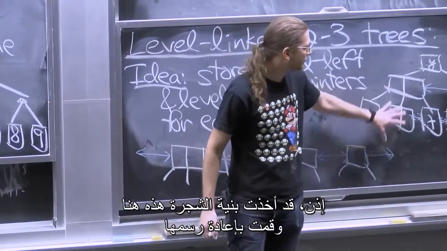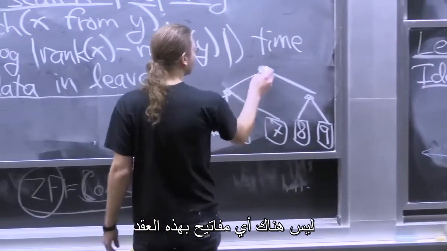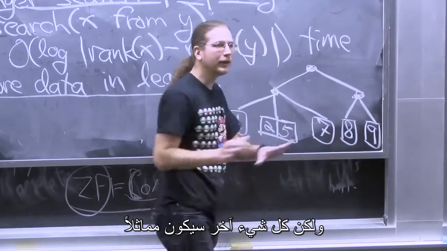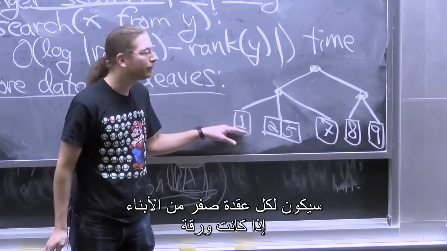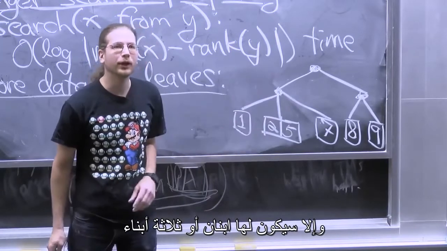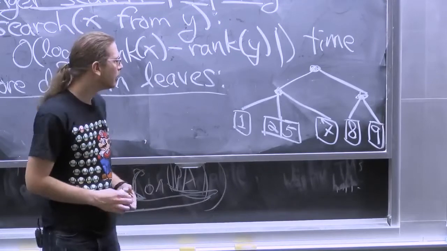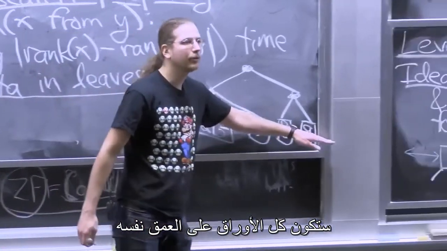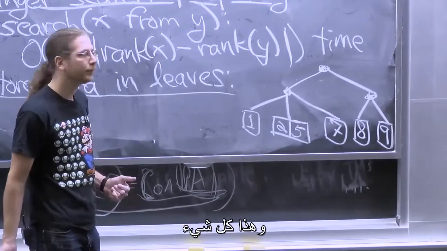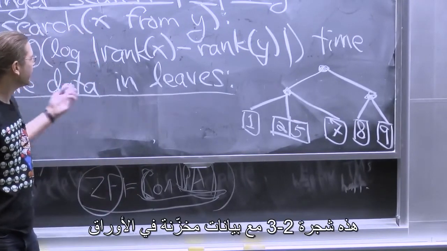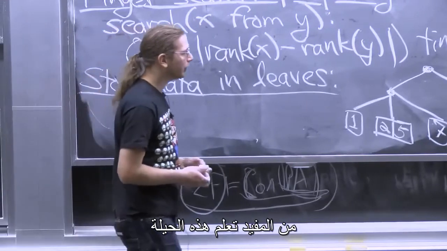So here I've taken this tree structure. I've redrawn it. There's now no keys in these nodes. But everything else is going to be the same. Every node is going to have 0 children if it's a leaf, or 2 or 3 children otherwise. Never have 1 child, because then you wouldn't get logarithmic depth. All the leaves are going to be at the same depth. And that's it. Okay, that is a 2-3 tree with the data stored in the leaves. It's a useful trick to know.